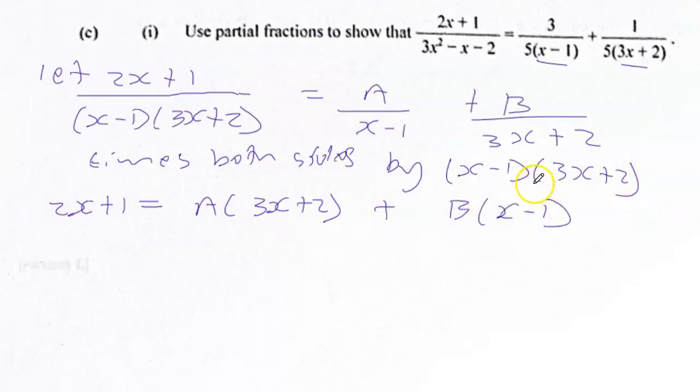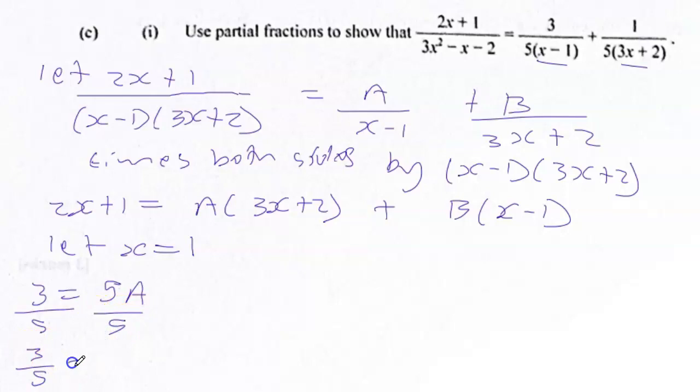So to find A and B, we can let x be equal to several things. What makes this bracket 0? 1, so let x be equal to 1. Replace x with 1: 2 times 1 plus 1, that's positive 3. 3 times 1 plus 2, that's 5, so that's 5A. Divide both sides by 5. So A is equal to 3/5.